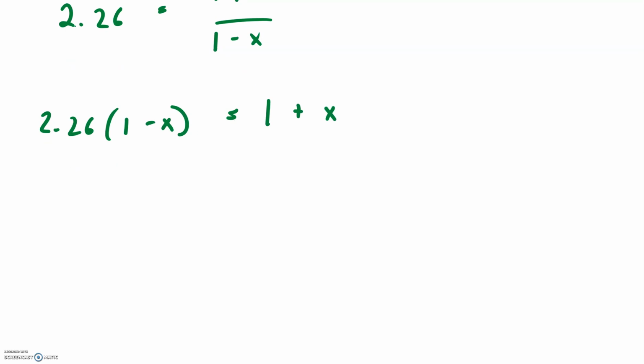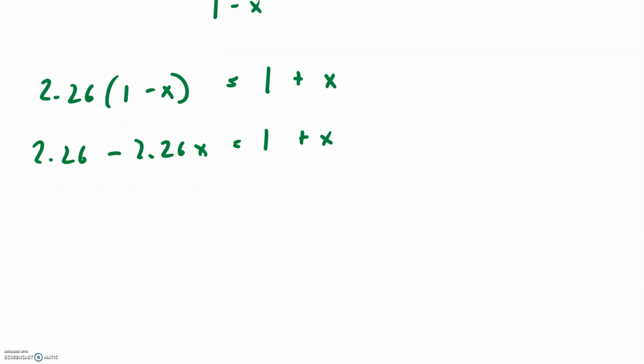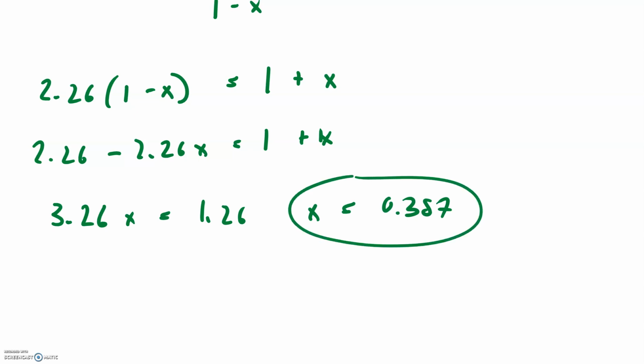And now I'm going to expand this out. So we have 2.26 minus 2.26x equals 1 plus x. And now we're going to get all this stuff together, and we'll add 2.26x to the other side, and we'll subtract 1. So what we get is, remember that's a 1 next to that x, so we have 3.26x equals 1.26. That means x equals 0.387.